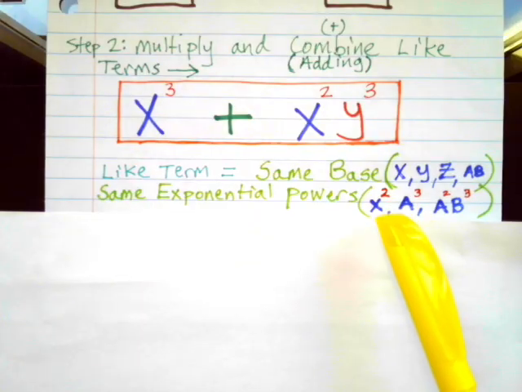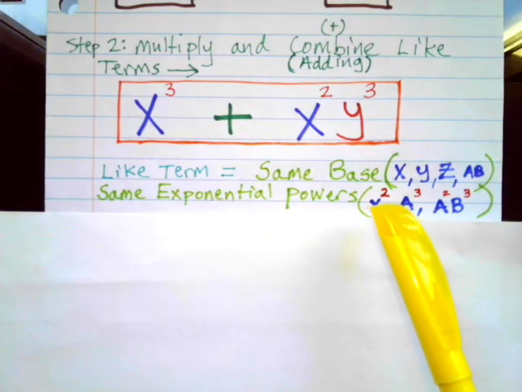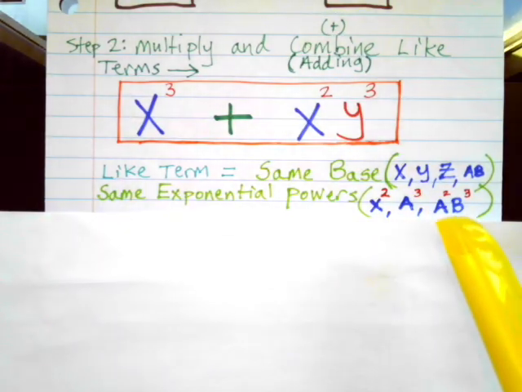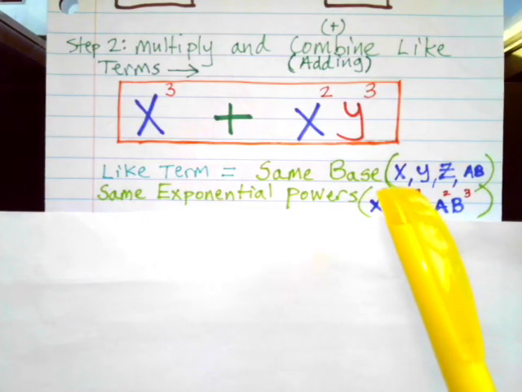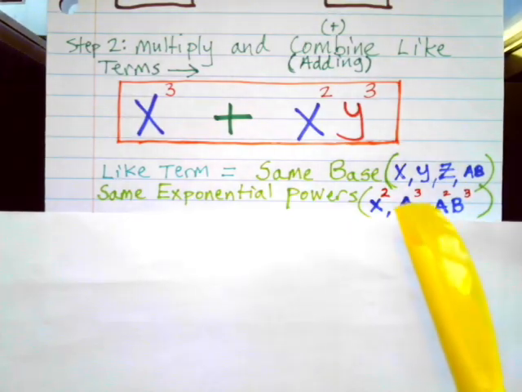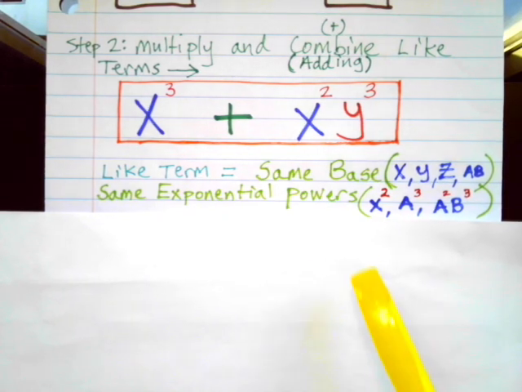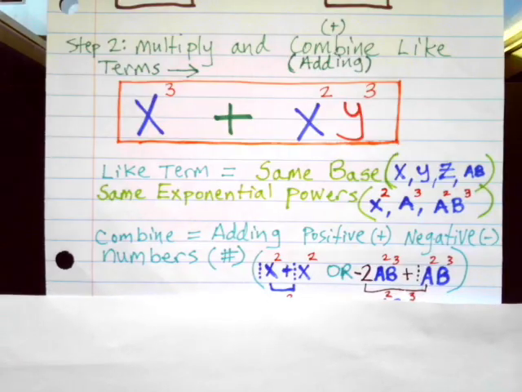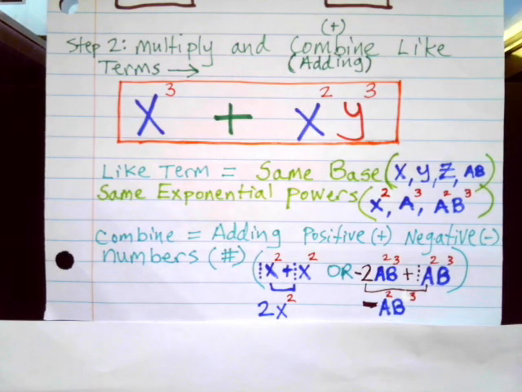So x squared and another x squared would be the same letter, the same variable raised to the same power. Or a cubed, or a squared b cubed. These are examples of terms with exponential powers. They're not like terms because they each have a different letter. But these are just examples of terms with exponential powers. So in order to have like terms, it's got to be the same base and the same exponential power. Moving on, when you combine like terms, you can only add or subtract like terms.